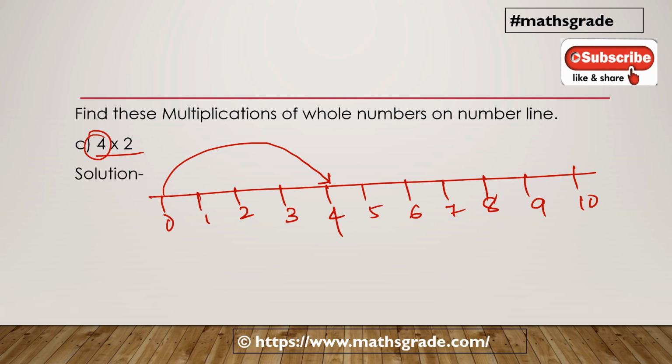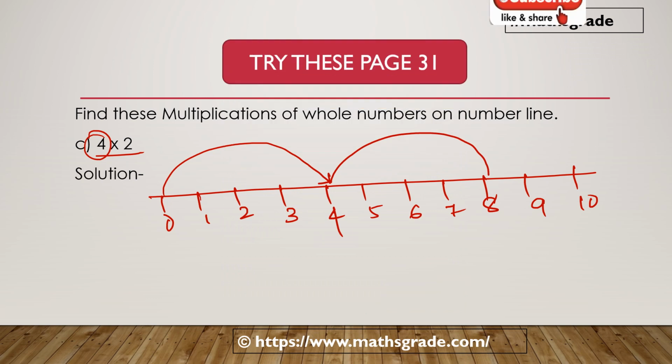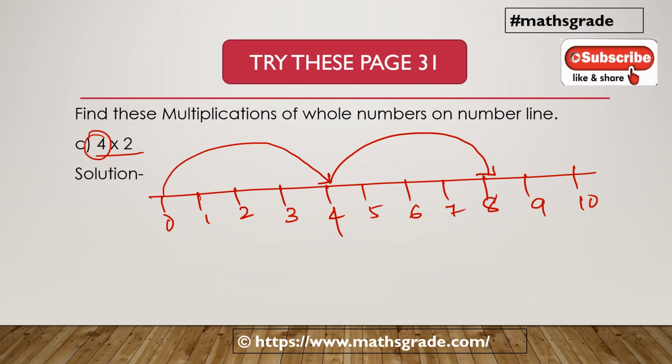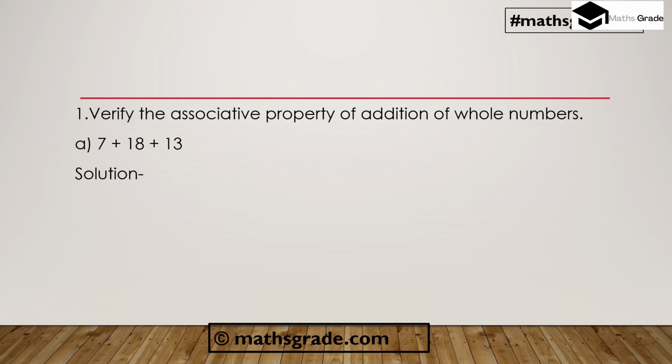So from 4, move another 4, which is 4 to 5, 5 to 6, 6 to 7, 7 to 8. Now it is 8. So the number is 8. So 4 multiplied by 2 is 8. And this is the representation of multiplication of whole numbers, that is 4 multiplied by 2, which is 8, on the number line. Now we will solve question number 1.